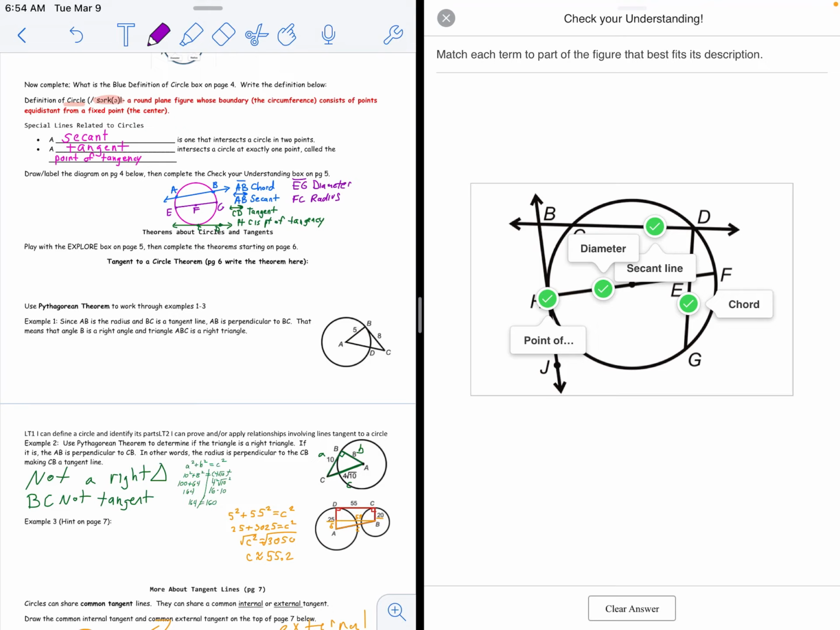Again, a chord begins and ends on the circumference. A secant goes through the circle at two different points. It's like a chord, but it goes on forever. A tangent line touches the circle at one point and one point only. And a diameter is a chord that goes through the center. It's the longest line segment in a circle.